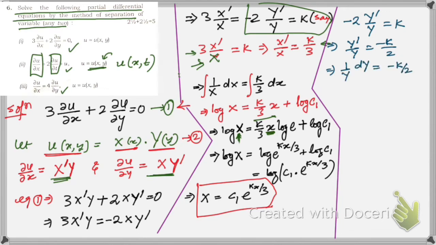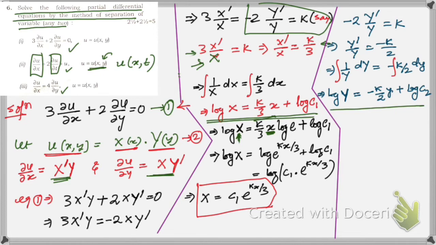You can write this way, right? So now if you integrate and compare this one with just if you integrate, you will get this, right? After integration, if you compare this result with this, then you can see we have got capital X is equal to c1 into e to the power kx by 3. Here this term is kx by 3.